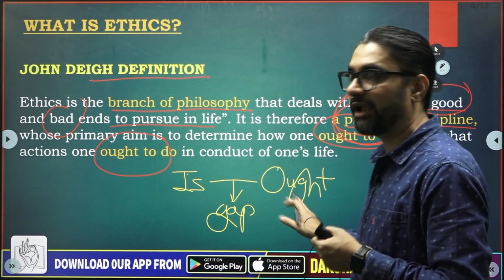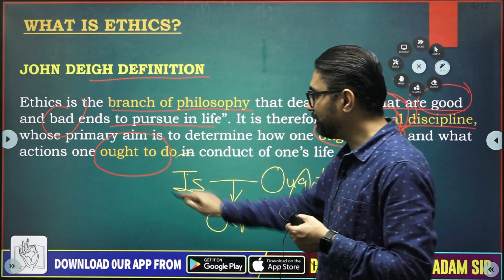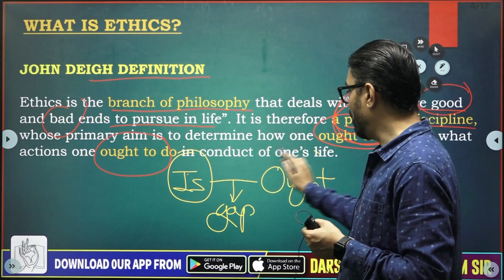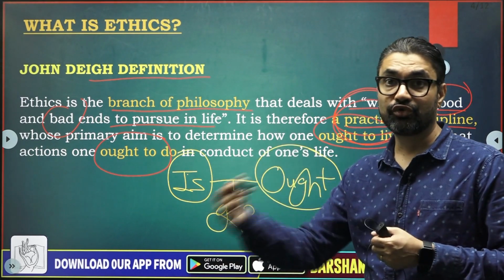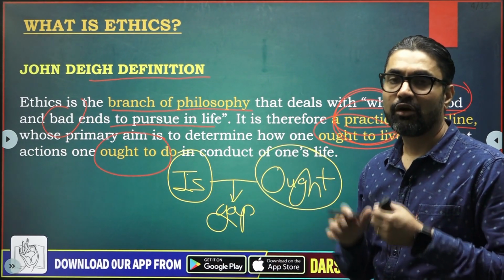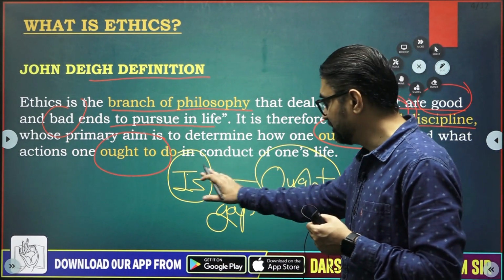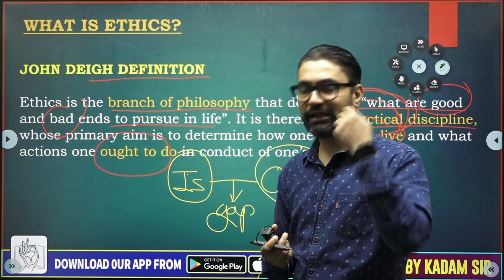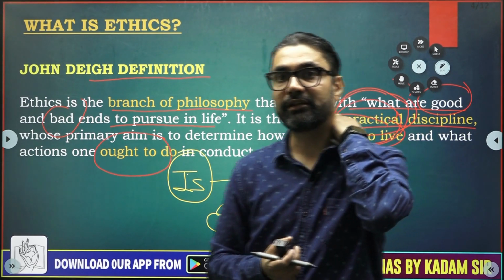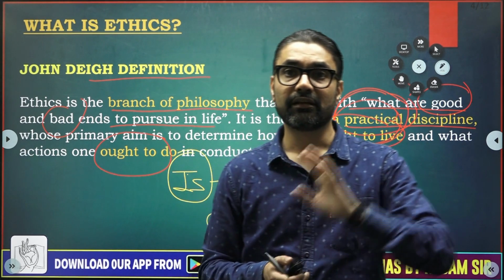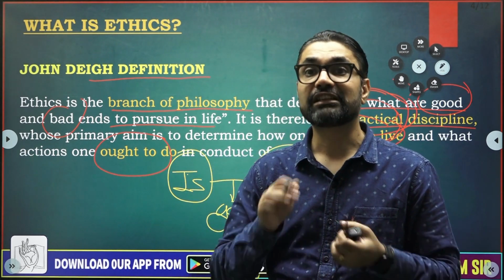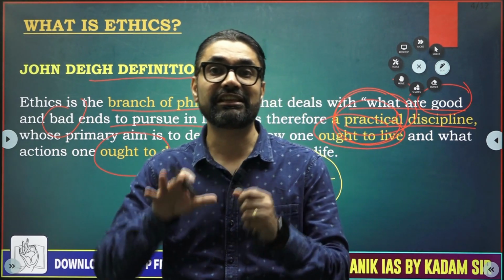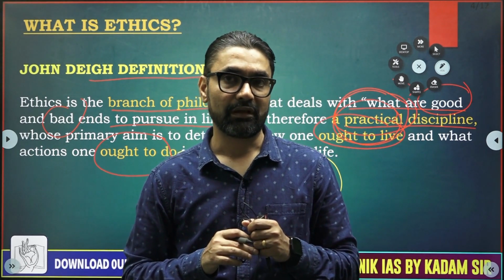So the is-ought gap of morality says that what is happening in society is not our concern. The concern of ethics is what ought to be done, what we should do in our life. What is happening in society is not the subject matter of the ethics paper. Let me give you some examples of this is-ought gap. 150 years back, the sati practice was happening. In 1830, the sati practice was happening in Indian society.